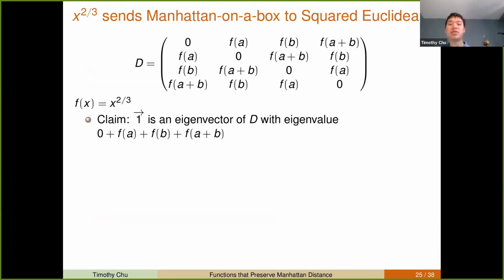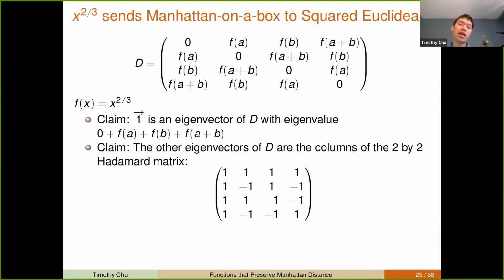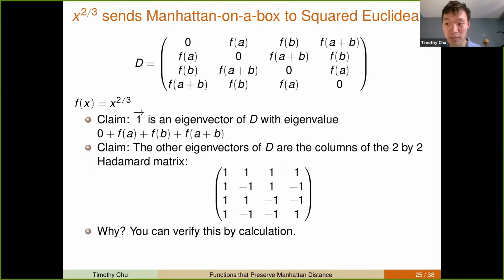Great. So we're knee deep in proving that this matrix D is negative type. We know that the all ones vector is an eigenvector, and I claim that all the other eigenvectors of D are the columns of the 2x2 Hadamard matrix, which I've shown below. Importantly, these are the eigenvectors no matter what function f I pick. I can pick any function f, no assumptions on smoothness, no assumptions on anything, and these will always be the eigenvectors. You can verify this by calculation.